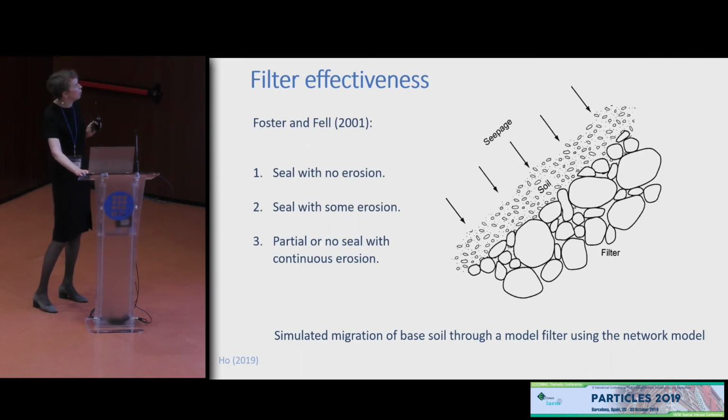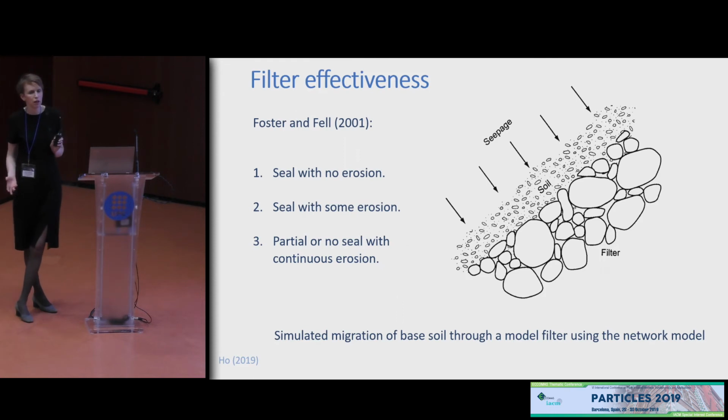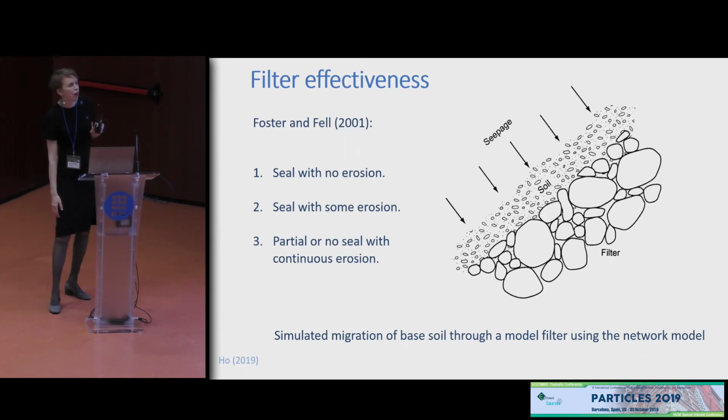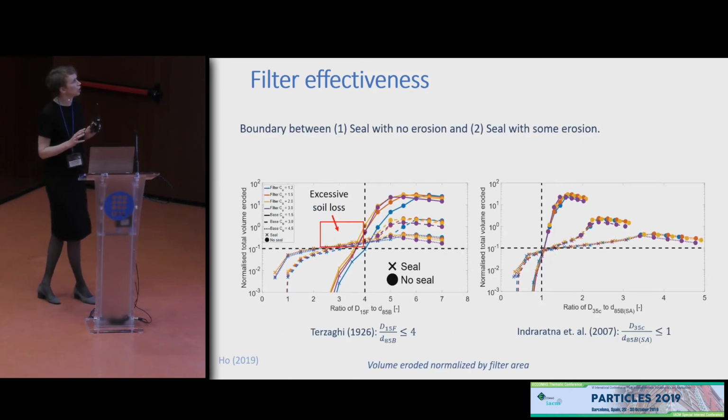Using this network model, we can then look at some of the empirical guidelines that are targeted at practicing engineers. This is a characterization developed by Foster and Fell about 20 years ago, and this is a tool to enable engineers to look at the filter performance in existing structures and to assess what the risk might be there, by saying, well, a filter provides a seal with no erosion, with some erosion, or a case where there could be continuous erosion. And we used our filter model to look at the boundary of these cases.